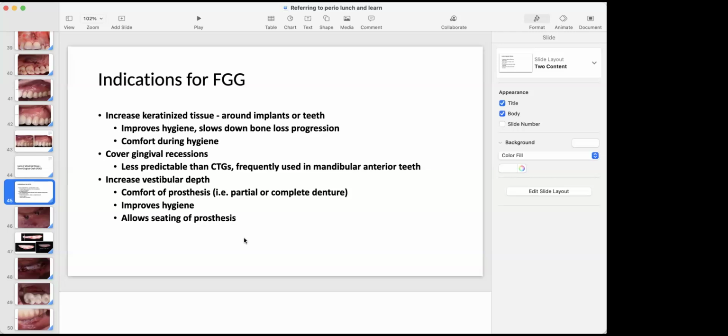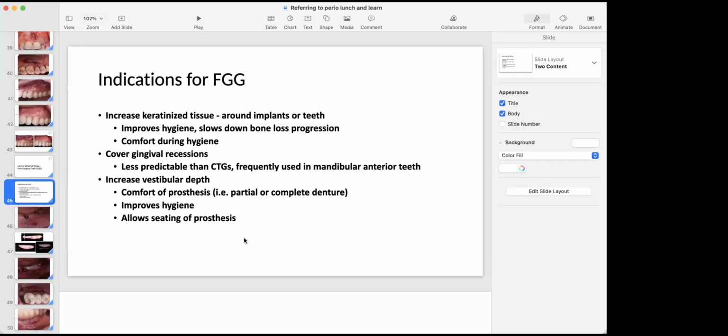It can be used, and I say this carefully, to cover gingival recessions. It is not very predictable. And it's typically used on like the number 23, 24, 25, 26 region. But a lot of times, if they have recession in that area and I do the free gingival graft, I'll have to go in again to do a connective tissue graft to get more root coverage. And I'll kind of show you why.